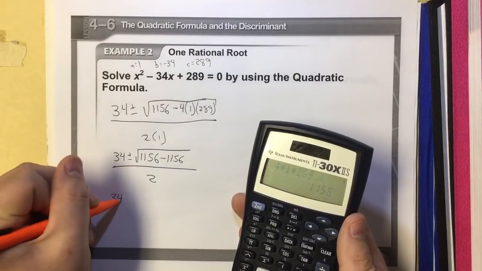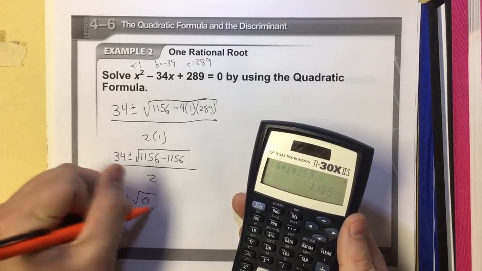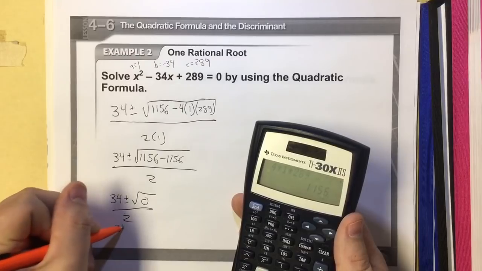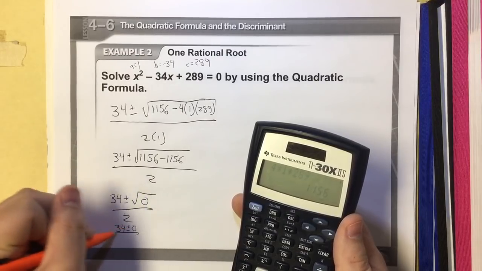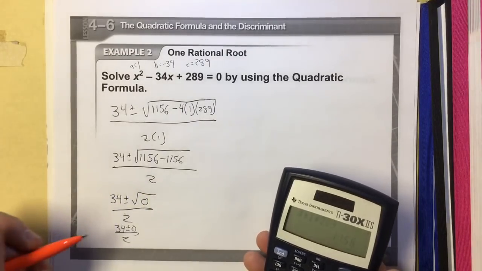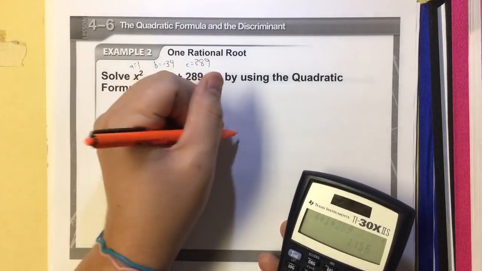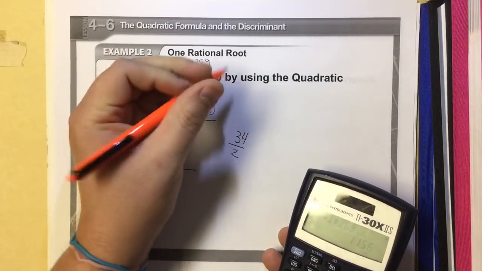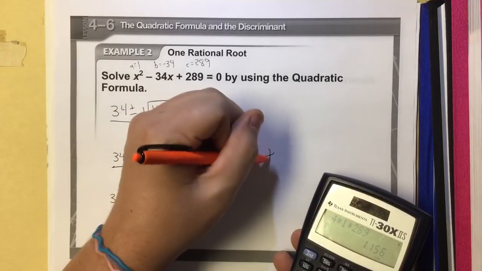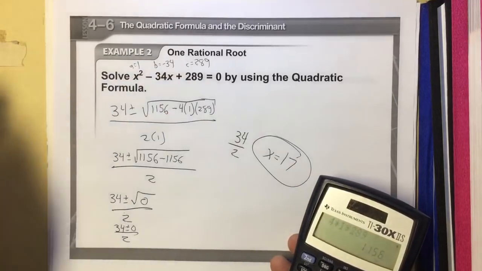Anything minus itself is 0. Square root of 0 is 0. 34 plus or minus 0. 34 plus 0 is 34. 34 minus 0 is 34. So I just have 34 over 2, or 17.